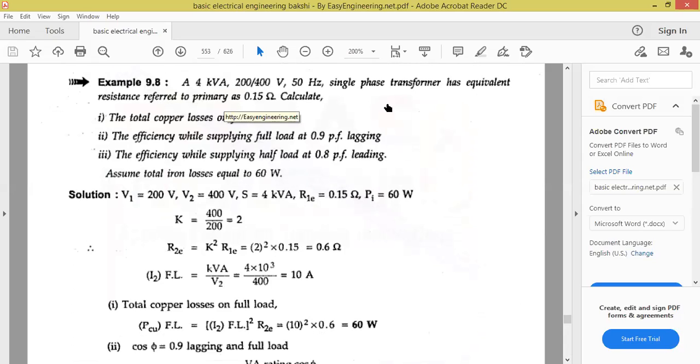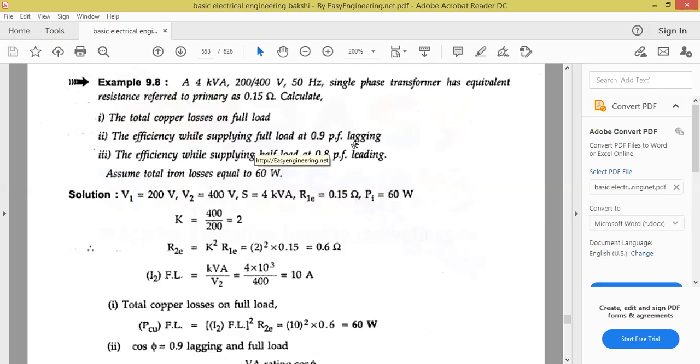As I mentioned, in every problem they will not give you primary winding resistance and secondary winding resistance. They say directly resistance referred to the primary. That is, equivalent resistance referred to primary, meaning R01 value is given, 0.15 directly. R01 equal to R1 plus R2 dash, where R2 dash equal to R2 by K square. Okay, now what is K? K equals E2 by E1. Calculate total copper loss on full load, and efficiency at full load at 0.9 power factor lagging.